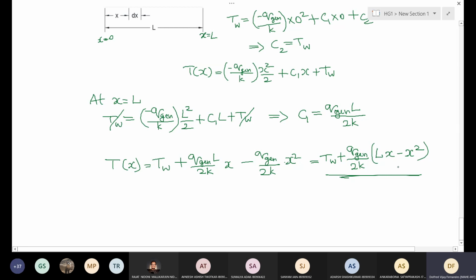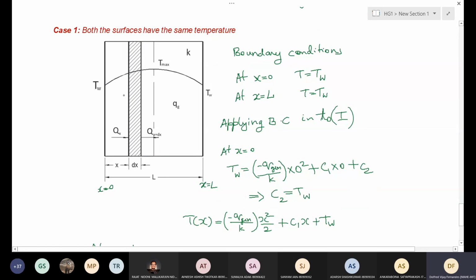When x equal to 0, what is the temperature? You can see that this is 0, so the temperature is T wall. When x equal to L, also this is 0, and we have the same temperature, T wall. And in between, the temperature varies parabolically, the quadratic nature of the curve. So that's what is shown here. The temperature on these two surfaces is the same, and the profile shows this parabolic nature.